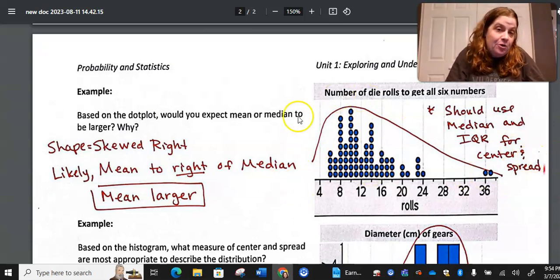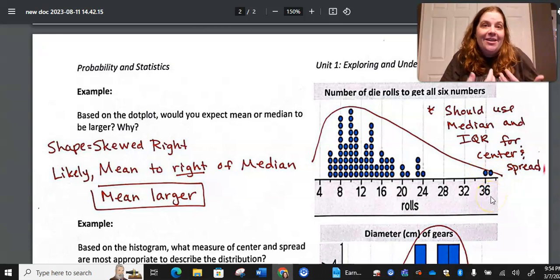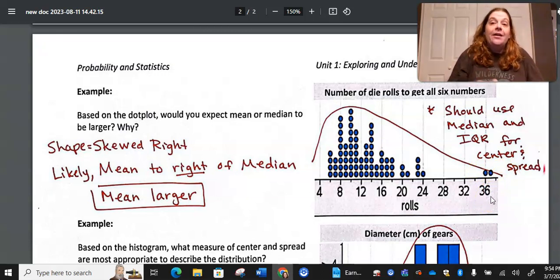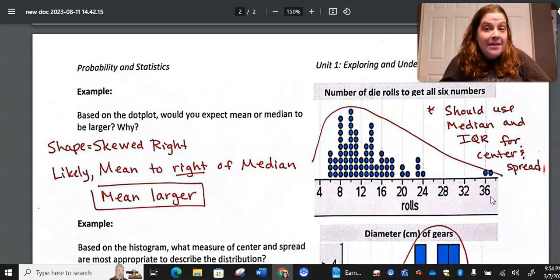Now remember, you're going to sketch this to see it. It goes all the way over to those outliers on the right side. So this is likely skewed to the right. Okay, so skew to the right. Since it's skewed to the right, the mean is going to follow the skew. And if the mean follows the skew, that means the mean is going to be to the right of the median, which means the mean is going to be larger.